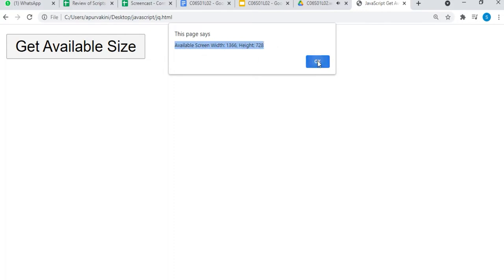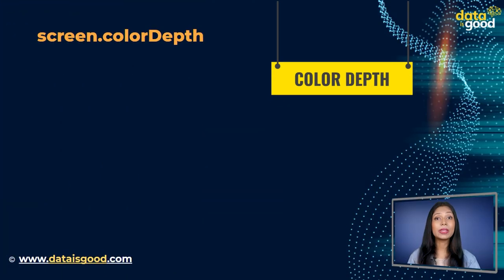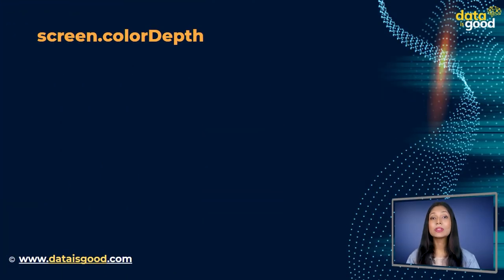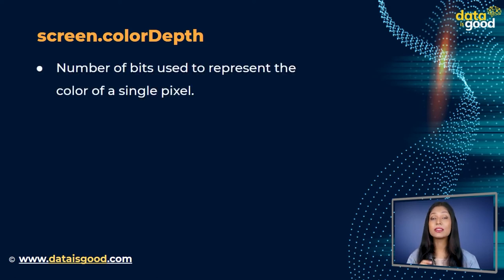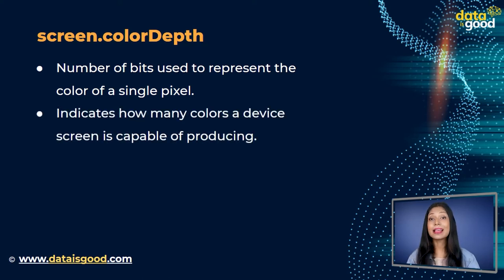Now, let us move to an interesting part, which is getting the screen color depth. You can use the screen.colorDepth property to get the color depth of the user's screen. Color depth is the number of bits used to represent the color of a single pixel. Color depth indicates how many colors a device screen is capable of producing. For example, a screen with a color depth of 8 can produce 256 colors, that is 2^8. Currently, most devices have screens with a color depth of 24 or 32.